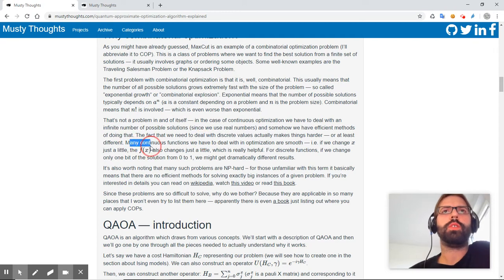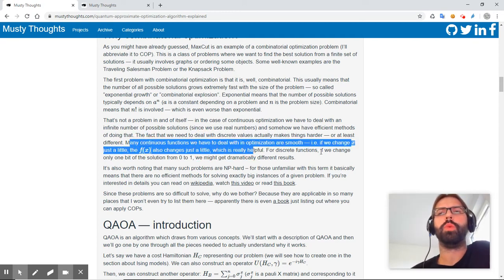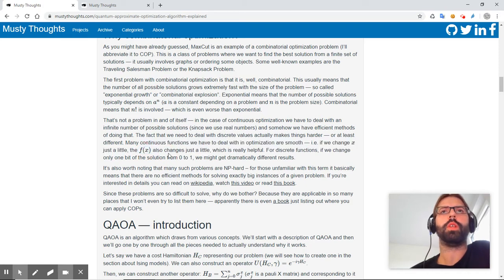Many continuous functions we have to deal with in optimization are smooth. If we change x just a little, f of x also changes a little. And that's kind of useful. So you can play with derivatives and integrals, I guess. In the discrete case, if we change only one bit of the solution from 0 to 1, we can get dramatically different results. It's also worth noting that many such problems are NP hard.